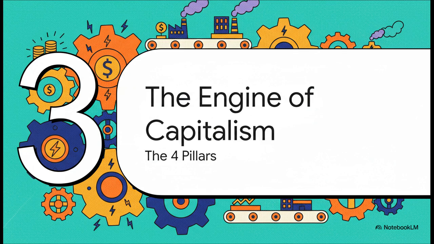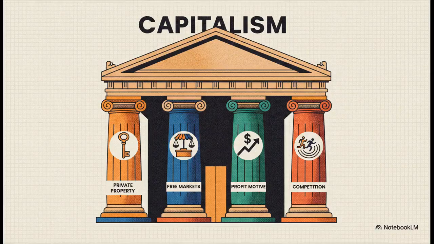Now let's zoom out and look at the core principles, the actual engine that drives the entire capitalist economy. It all rests on what you could call four fundamental pillars. First up, private property. The idea that you own your business and the stuff you create. Simple enough. Second, free markets.